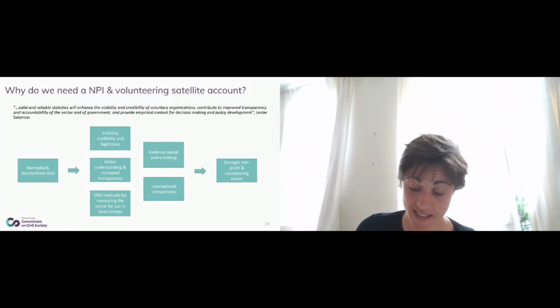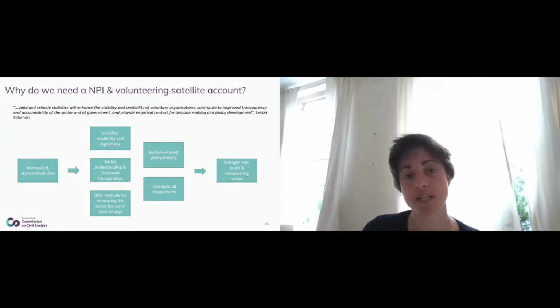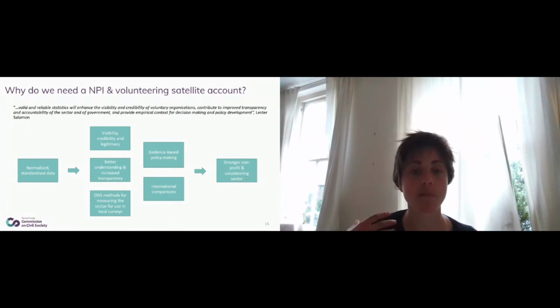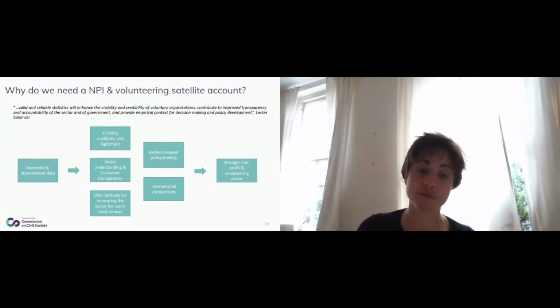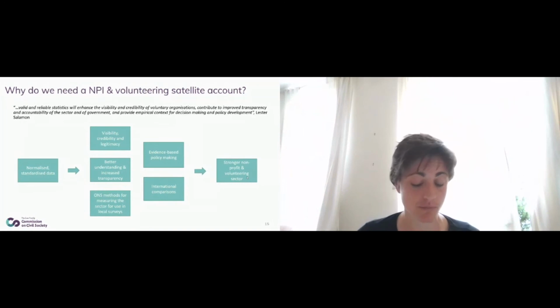But at the very least, it would generate a suite of ONS accepted methods for measuring the sector. And those could then be used in local and subsector surveys. So even if the ONS didn't choose to get into a lot of detail about the regional spread of the non-profit sector, by developing tools that they accepted, they would provide the tools for researchers who did want to dig into those things in more detail.